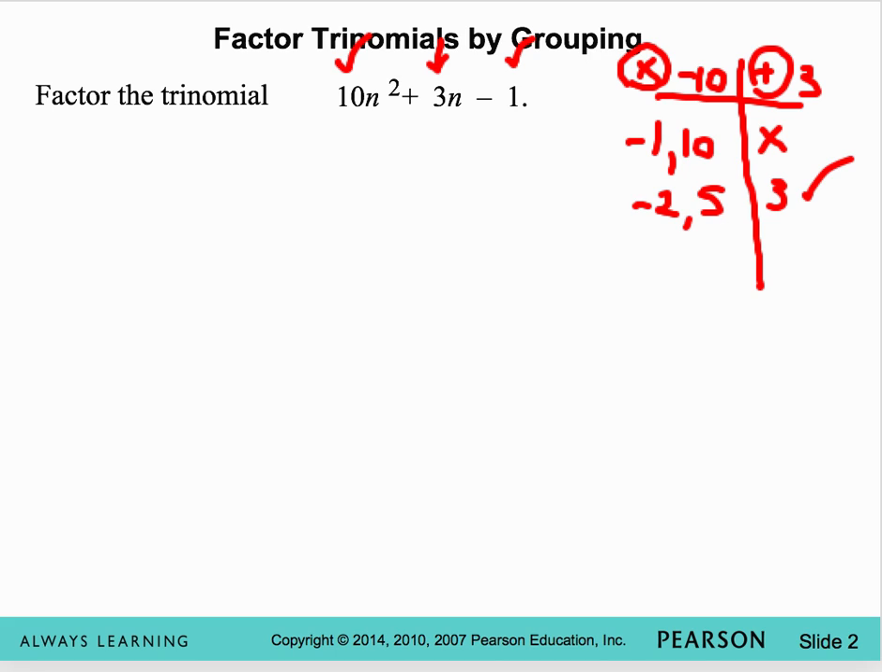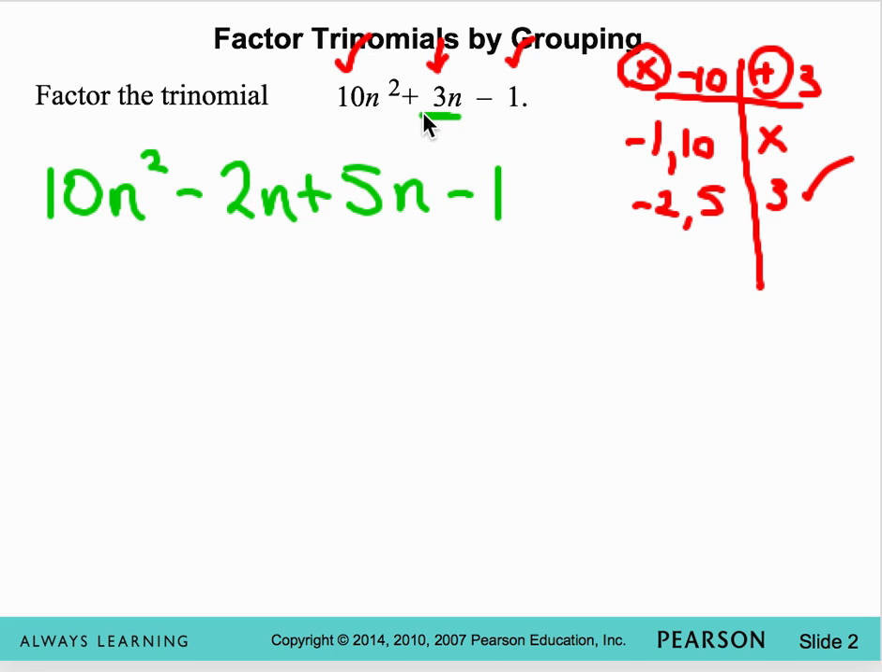Okay, so that means I'm going to go back over here and I'm going to change 3n to negative 2n plus 5n. And by the way, if I have a choice, if there's only one negative, I'm always going to put it first so that I don't have to factor that negative out. That's where we usually make mistakes. Now, all I did was change 3n to negative 2n plus 5n. It makes it have 4 terms. So we can factor it by grouping.